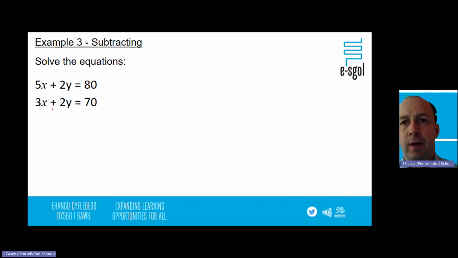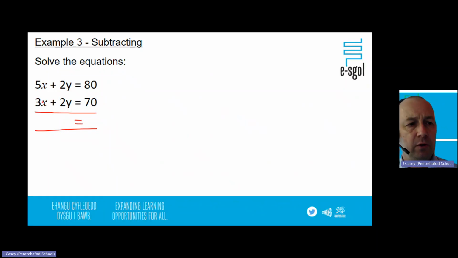So example 3, I've got a 5x and a 3x. I'm not going to be getting rid of them because the coefficients are different. That's a 5 and a 3. But the 2y, they've both got a coefficient of 2. But this is slightly different because they're both positive. Okay, it's a positive 2 and a positive 2. So I'm going to subtract the equations.